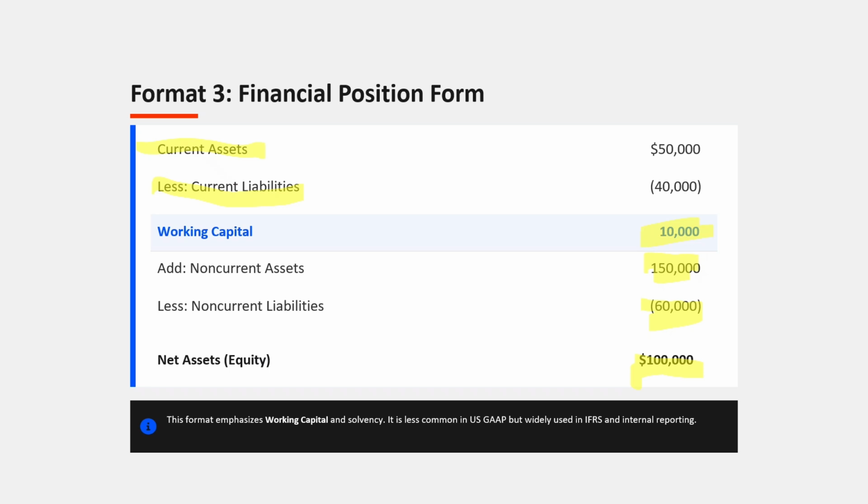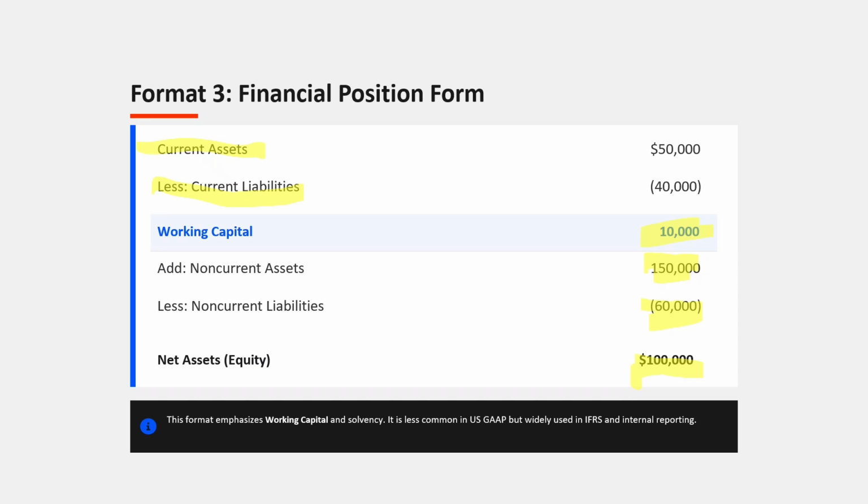Here the key takeaway is that the total net assets must equal stockholders' equity. This format shows how the company's long-term capital structure supports its operations. The exam may use this form to test your understanding of working capital. So the final figure, the total net assets, is basically another way of expressing the residual interest of the owners.